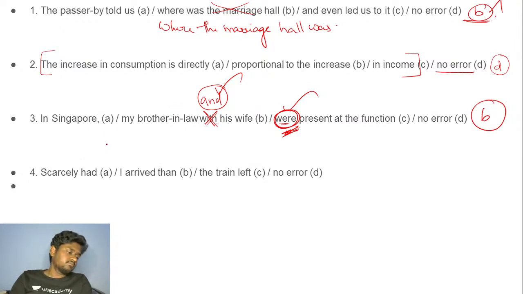And fourth one, yeah, that's what I told you. No, you can replace where with was, but if you do that also, this with will not be much more constructive with was. So what I can simply do, we can retain this where and you can replace this with and. Okay, if you try to do so, this and will be constructive with the verb were. So it should be like, in Singapore, my brother-in-law and his wife were present at the function. That's it. Clear?